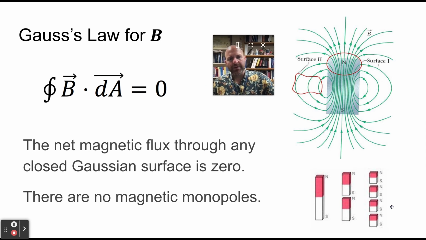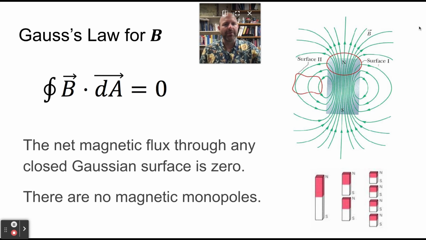The other thing that we've mentioned before, but haven't really spent much time on because it basically was our way of saying you can't have a single north or south pole, was Gauss's law for magnetic fields. It says that the closed surface integral over any Gaussian surface of B dot dA is zero, meaning that there is no way to enclose a magnetic charge, for lack of a better word.